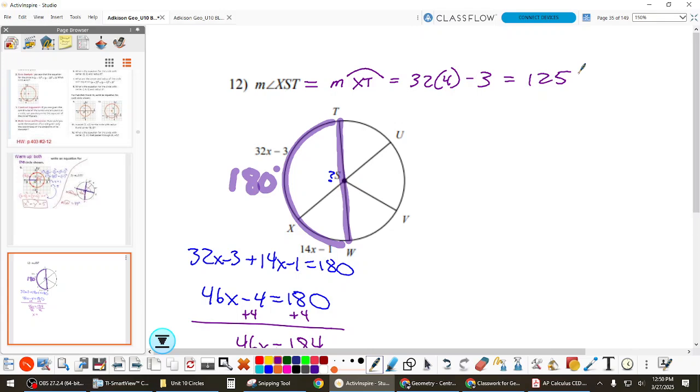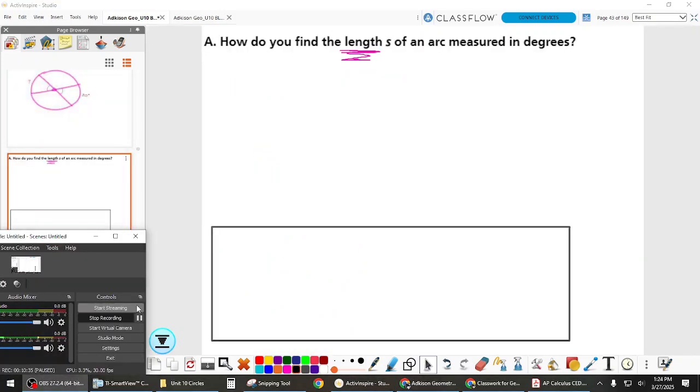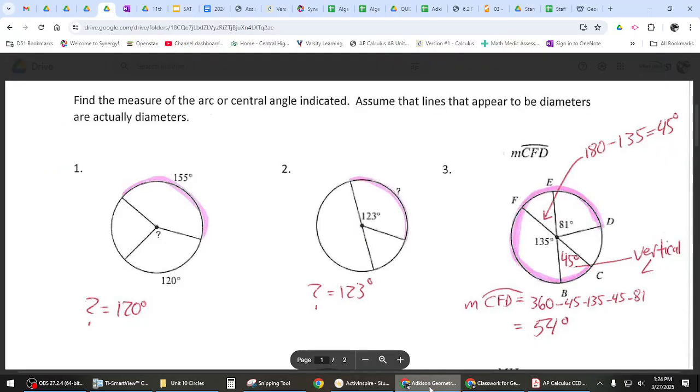Okay. So you'll see some of that on that work from yesterday. In fact, why don't you get that out? Any questions on this one? Yeah. And let's just spend some time working on that. So number one, just angle is the same as the measure, so it's 120. Number two, same thing, 123.